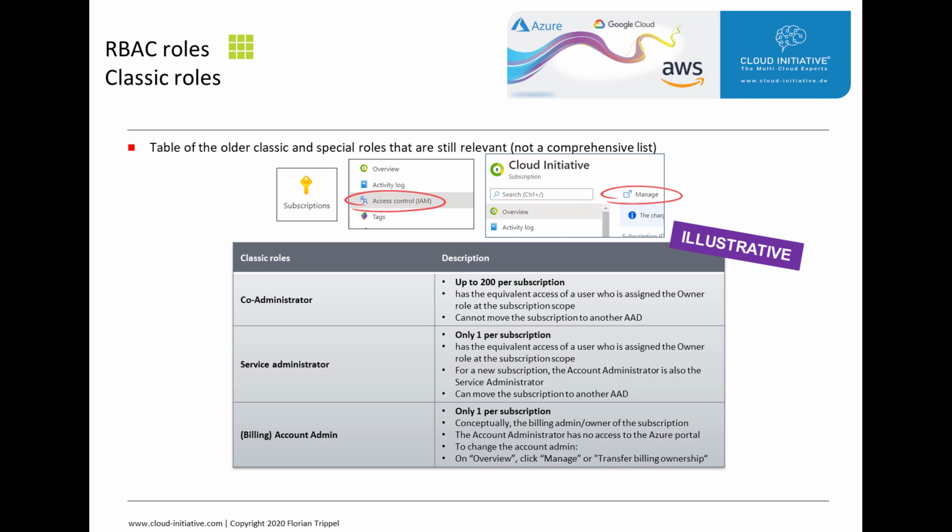The service administrator role is similar to an owner role, but in addition it can move the subscription to another AAD tenant. The third role is the billing account admin, or just account admin. Conceptually, this is the billing owner of the subscription. By default, the billing owner does not have access to the portal, because billing can be managed on a separate page outside of the Azure portal.